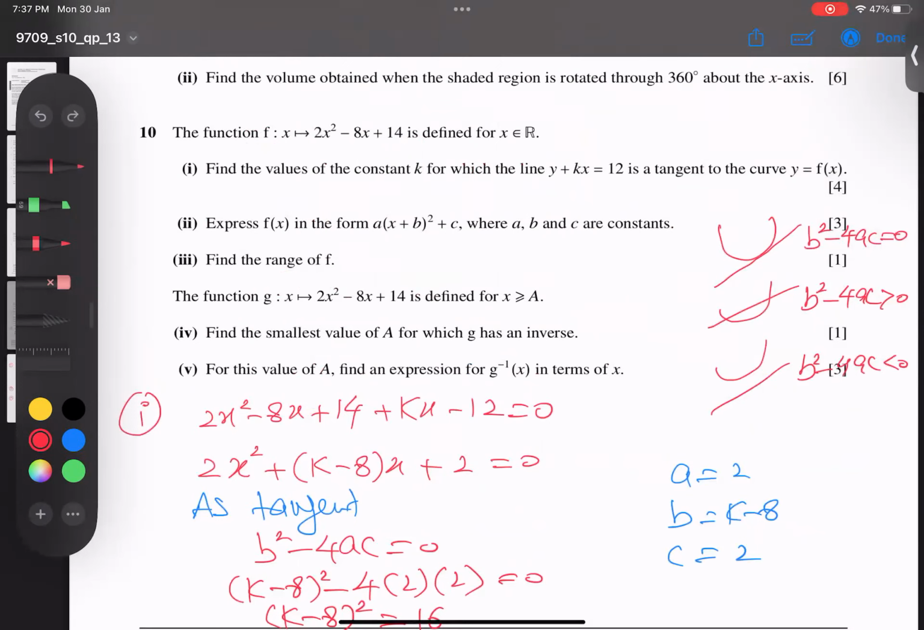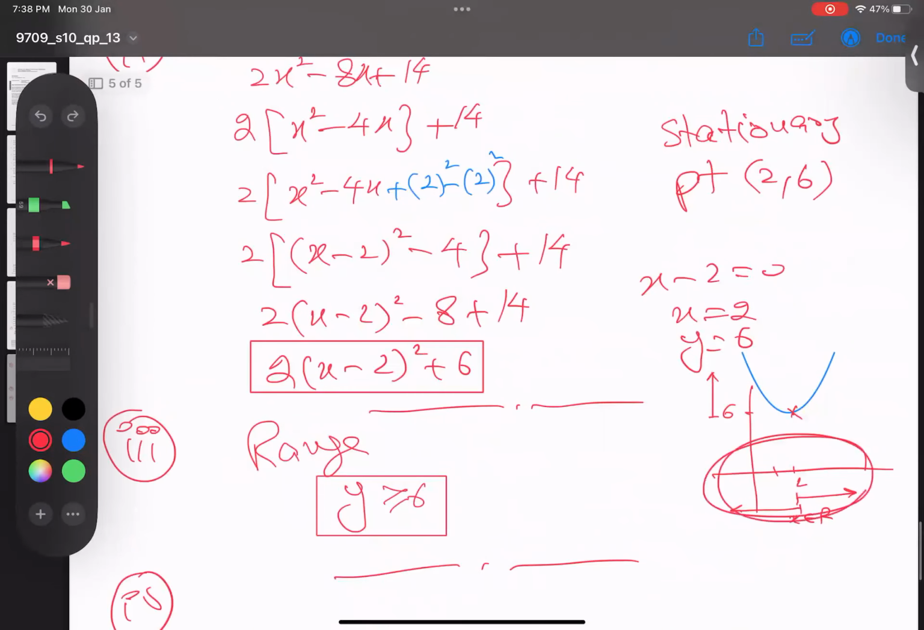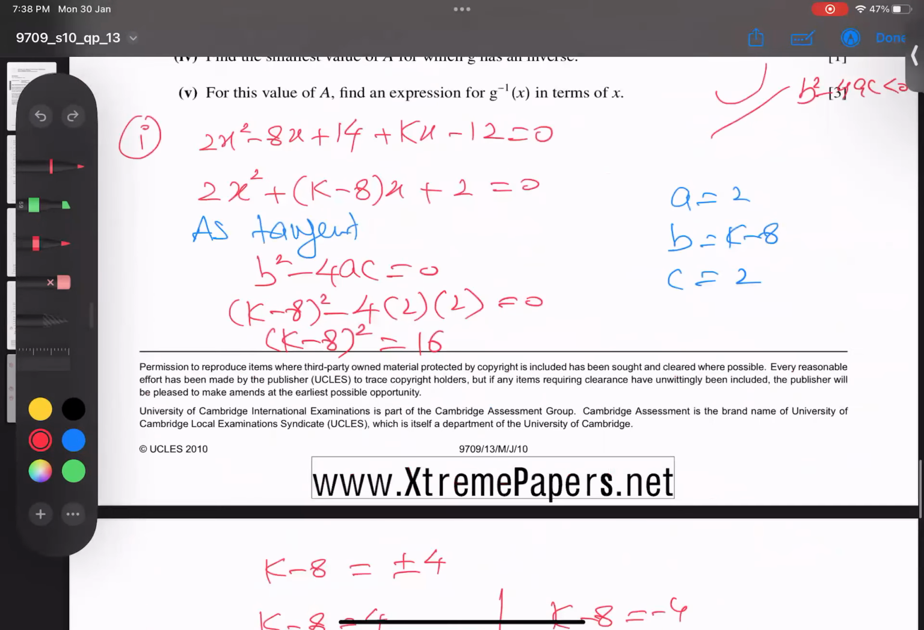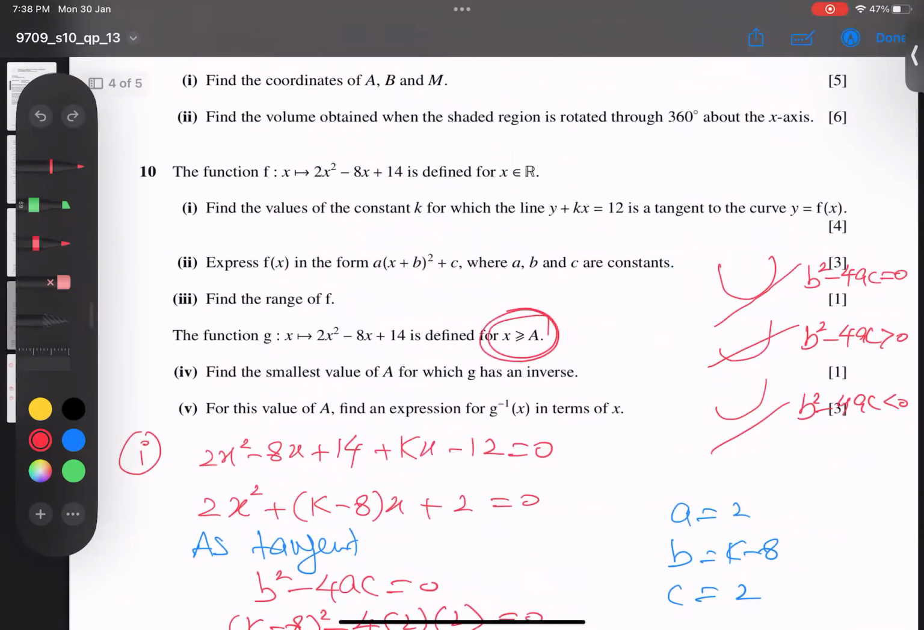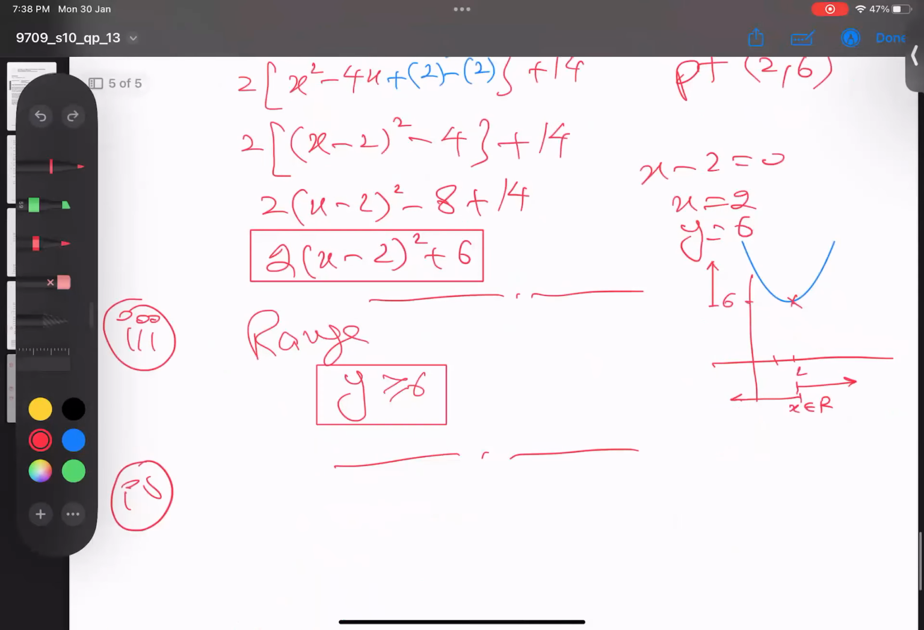But first his domain was x belongs to real numbers, no boundary limitation of the domain. We can go anywhere, right or left. But in this part, we have a boundary limit: x starts from a and goes higher and higher. He's asking what is the smallest value of a, since it has an inverse. And all of you are familiar that in the current situation no inverse exists because it is not 1 to 1.